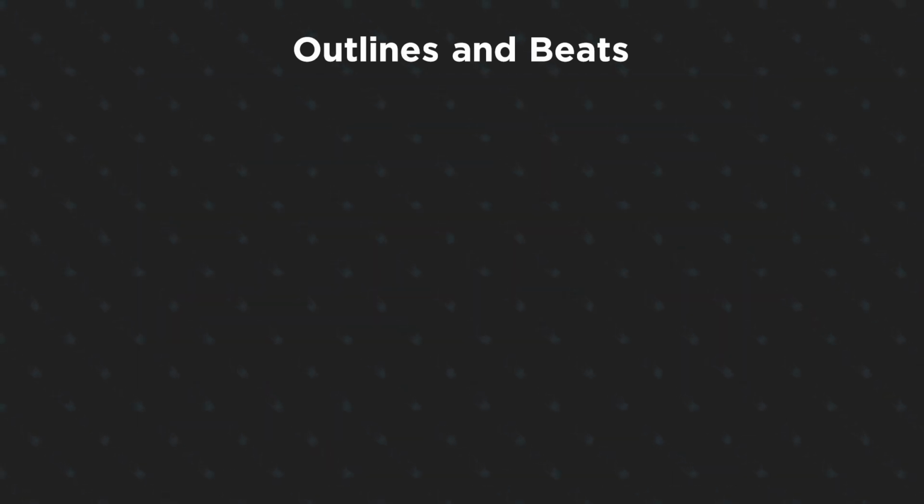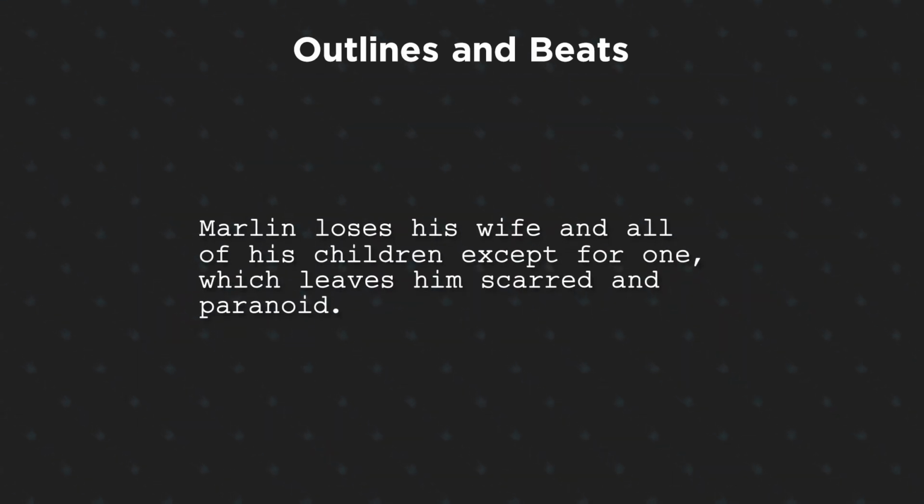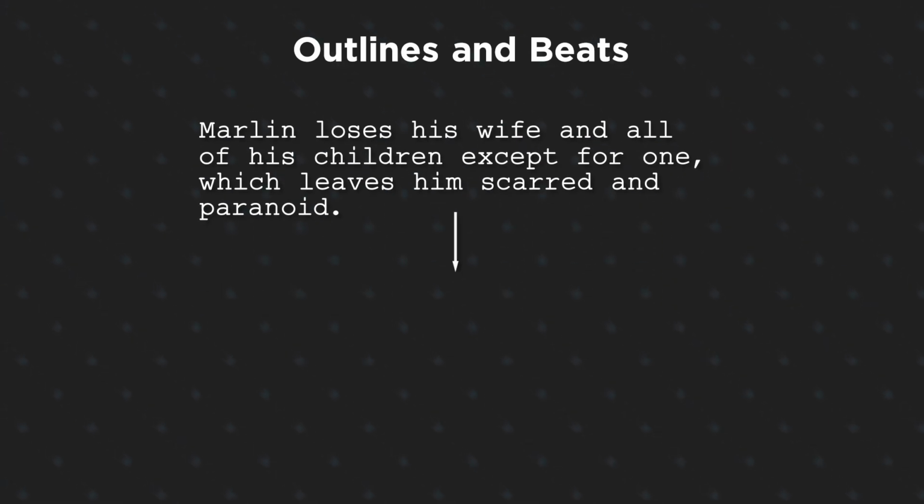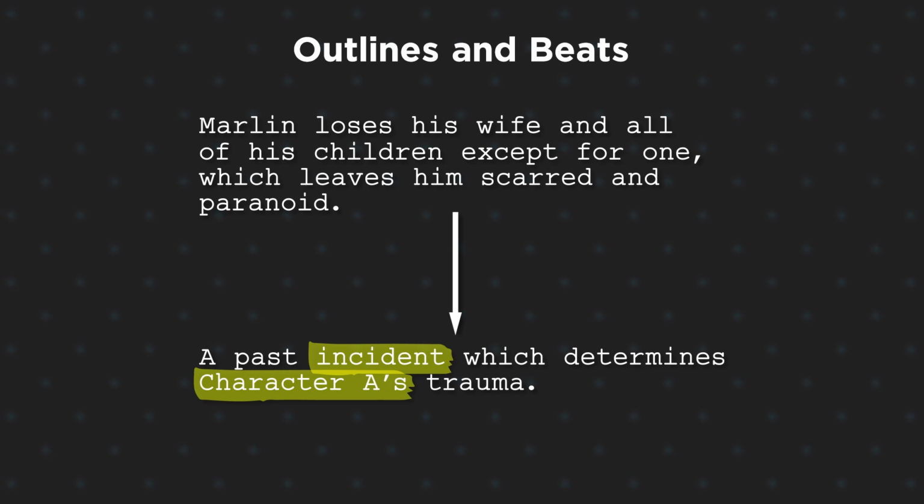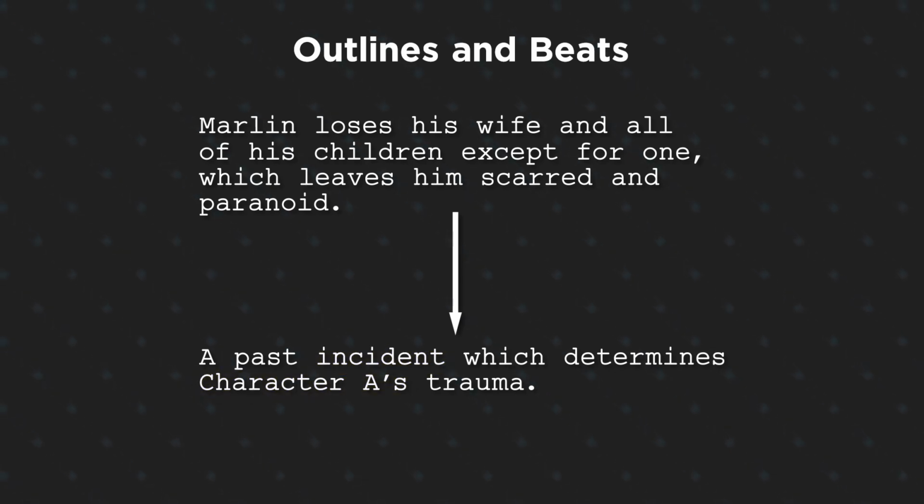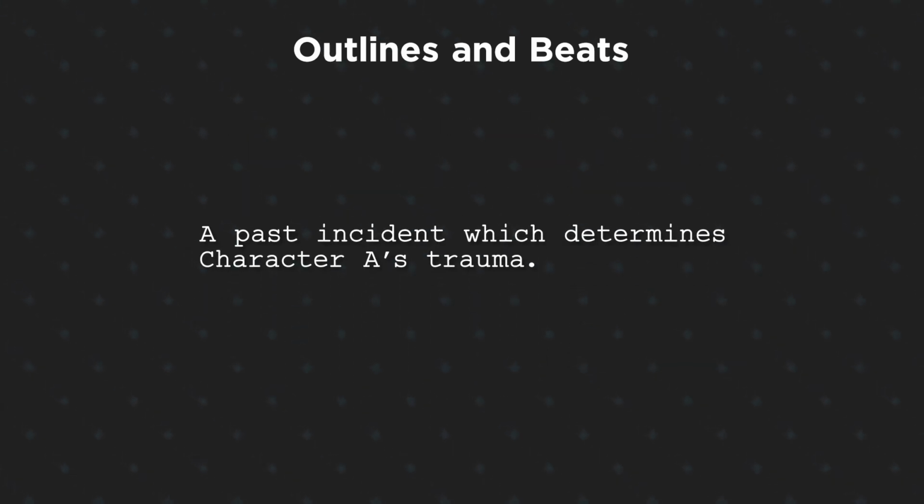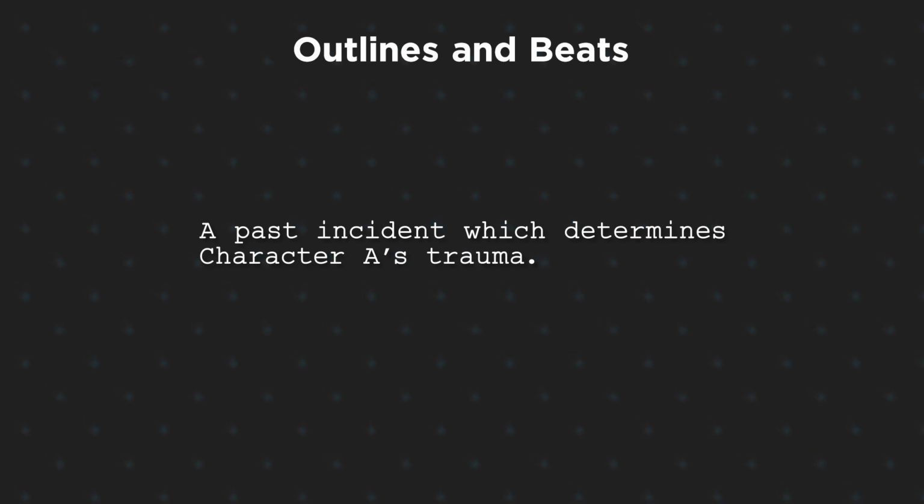So instead of writing "Nemo loses his wife and all of his children except for one, which leaves him scarred and paranoid," I wrote "a past incident which determines character A's trauma." I use generic terms like character A and incidents so that I can look at the film's structure in a pure way and figure out what makes it work. This isn't about copying another movie's ideas, but rather getting an idea of what a successful outline looks like, so I can get a clue to building mine.